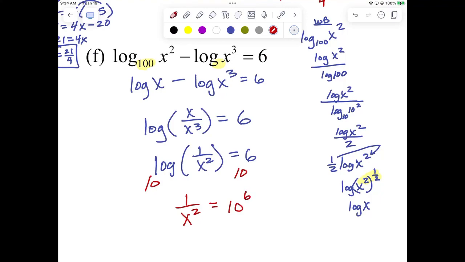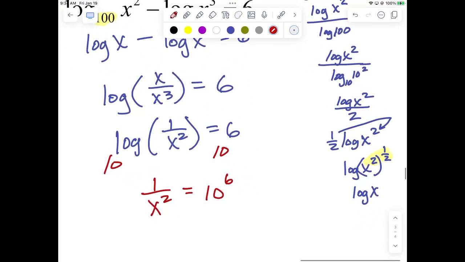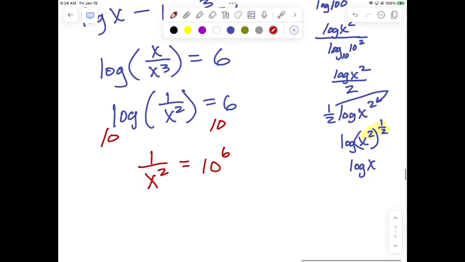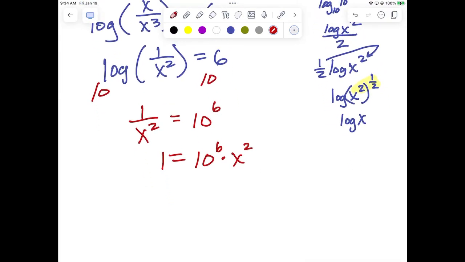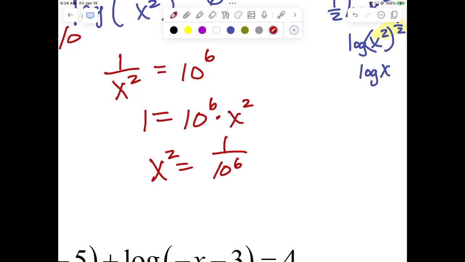Ay, caramba. Yeah, how am I going to solve for x now if it's in the denominator? I can multiply both sides by x squared, so I get 1 equals, I'm going to leave it as 10 to the 6, because as you mentioned, that's a big number. At least a million, right? And now I can solve for x squared by dividing through, so I get x squared equals 1 over 10 to the 6, and then I take the square root of it.